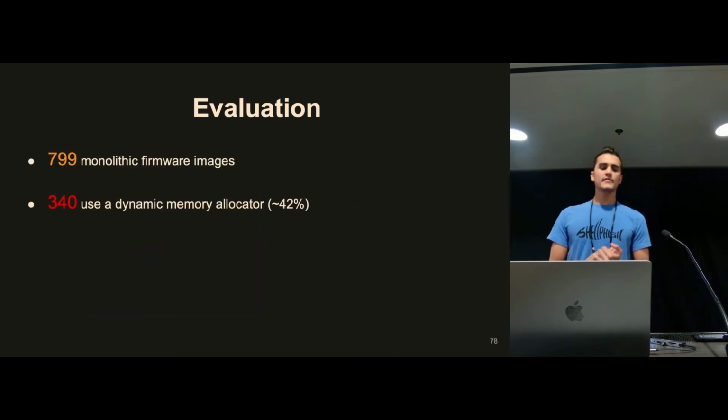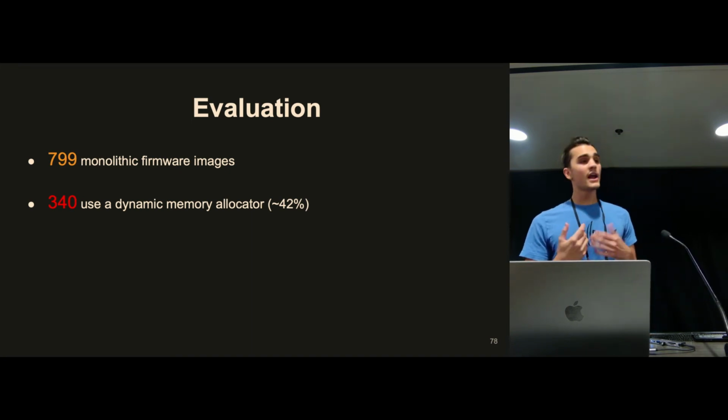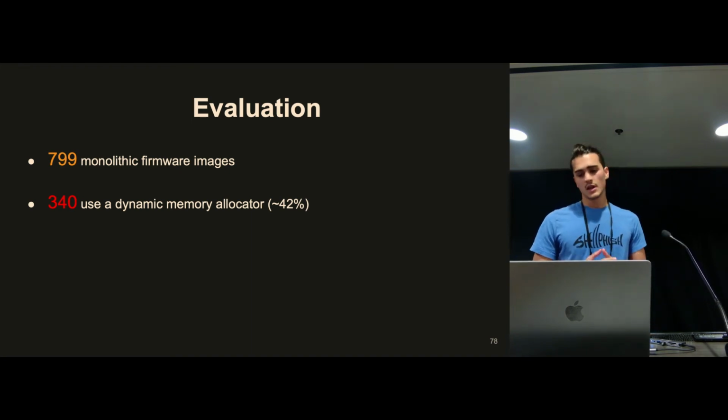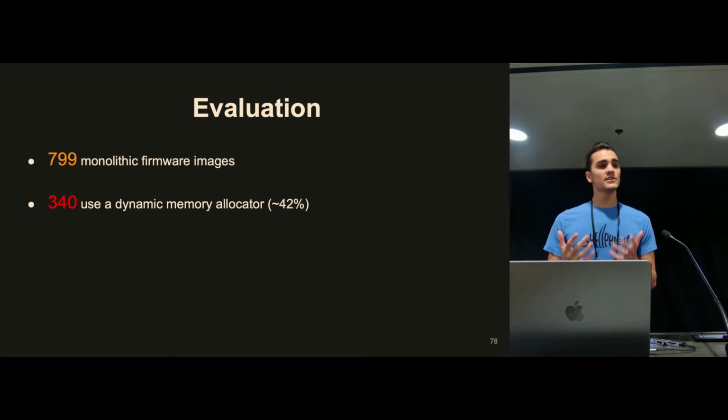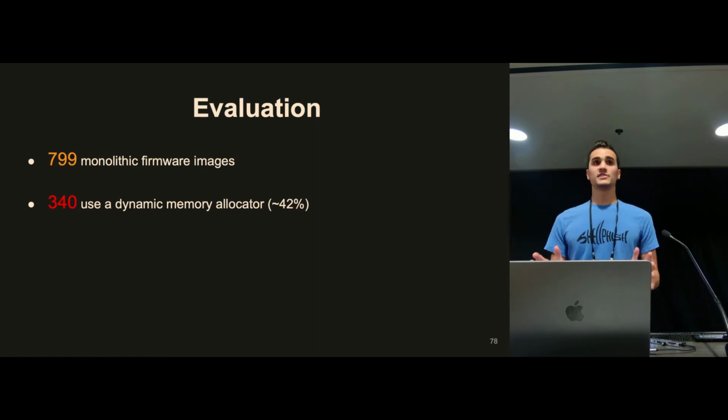So we identified that 340 of them, with Heapster, were actually using a dynamic memory allocator. And this is a very interesting percentage because there is a huge pushback from the embedded developing community to not use this technology in the firmware. So this is saying that nearly half of them are actually using one.